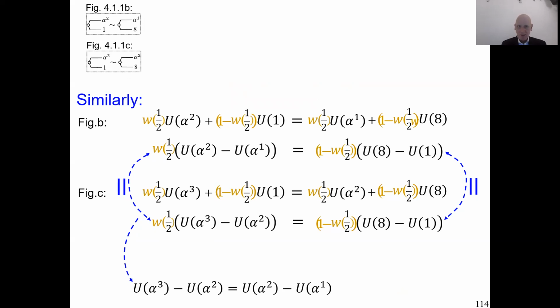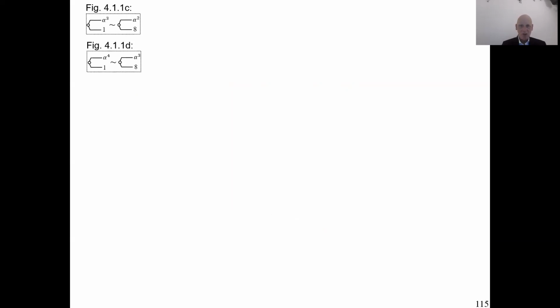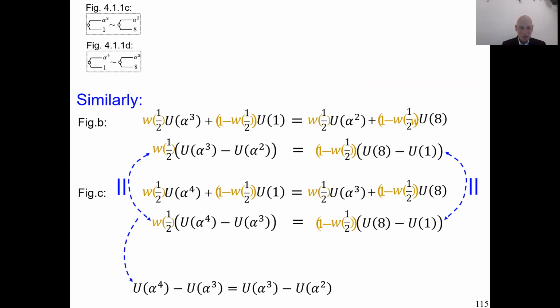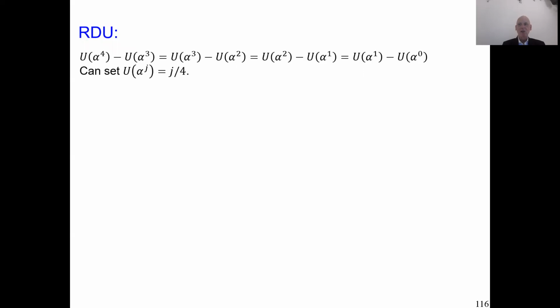We still have the same right-hand side, left-hand side. We conclude utility alpha 3 minus utility alpha 2 is utility alpha 2 minus utility alpha 1, the same as we had with expected utility. Utility alpha 3 is 3 over 4. And of course, one more time the story with alpha 4. Maybe it gets boring to you now. All the same story. Again, all the alphas are equally spaced in utility. Utility alpha 4 is 4 over 4, is 1. So we conclude under rank-dependent utility, the alphas are still equally spaced in utility units. We can still set utility alpha j equal to j over 4.